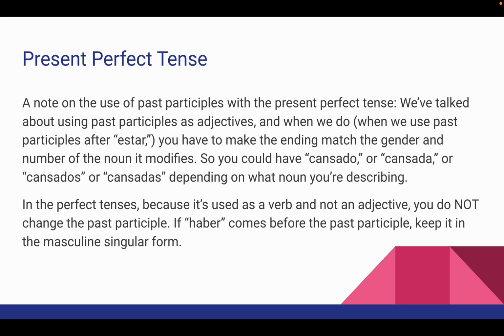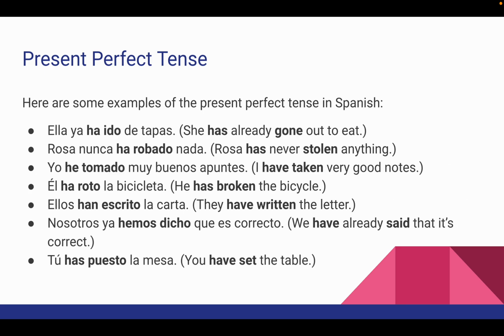A note on the use of past participles with the present perfect tense. We've talked about using past participles as adjectives, and when we use past participles after the verb estar, you have to make the ending match the gender and the number of the noun it modifies. So you could have cansado, cansada, cansados, cansadas, depending on what noun you're describing. In the perfect tenses, if you're using a past participle with some form of haber, because it's used as a verb and not as an adjective, you do not change the past participle. If haber comes before the past participle, you just keep it in the masculine singular form.